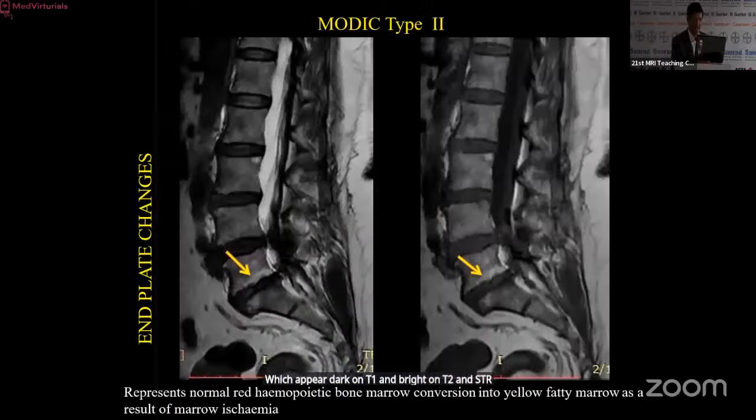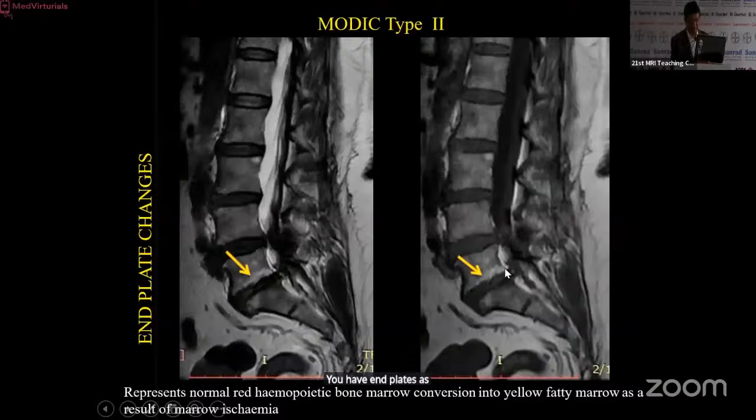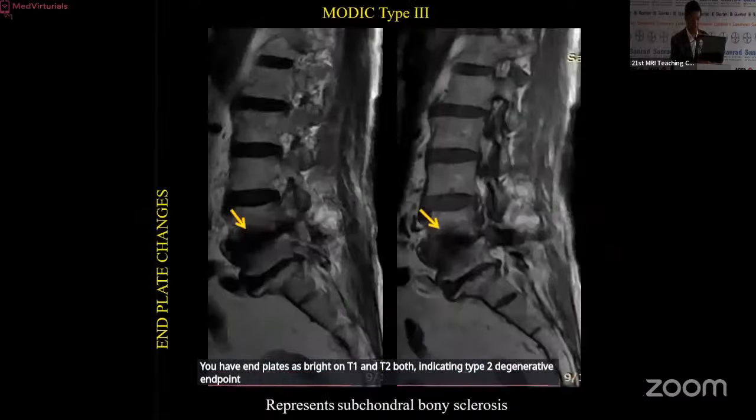So initially there will be inflammation of the end plates, which appear dark on T1 and bright on T2 and STIR. In the next stage, the normal red hemopoietic marrow is converted into yellow fatty marrow because of marrow ischemia that happens. So if you see here, you have end plates as bright on T1 and T2 both, indicating type 2 degenerative end plate changes of Modic.